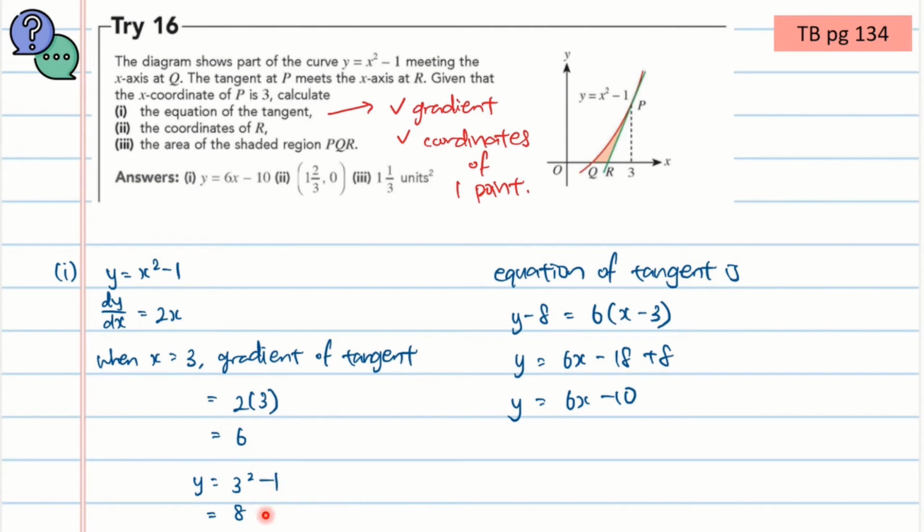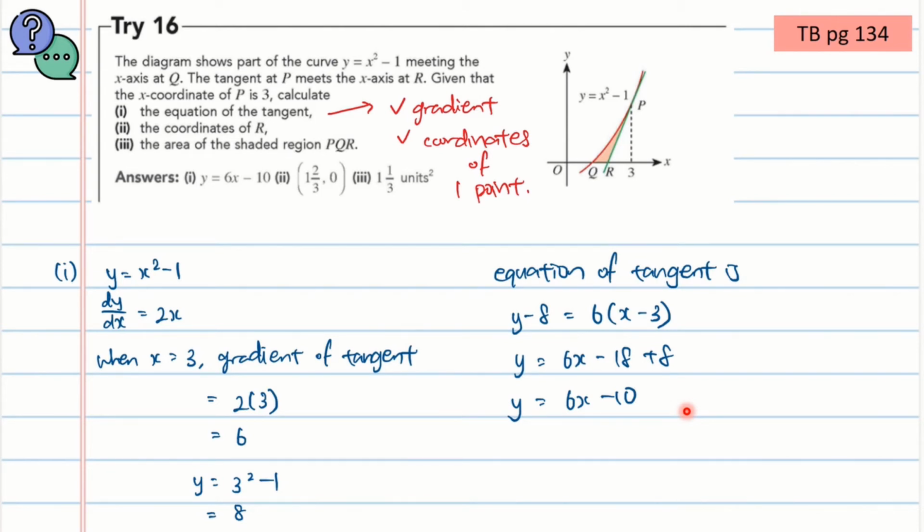Then I can find out also what is the y coordinate of the point P by substituting x equals 3 into the equation of the curve. And I will be getting y equals 8. So the coordinates of P is now (3, 8). Then to find the equation of the tangent, we have the gradient over here, and we can also find out the full equation by using the coordinates of P. Okay, and then we will solve and find that the equation of the tangent will be y equals 6x minus 10.